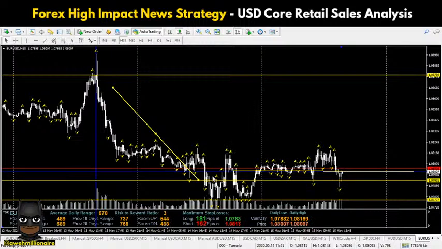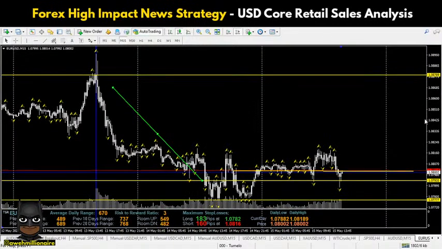So when price tests a demand level, what do you want to do? Do you want to buy or sell? Let me know in the chat if you want to buy or sell. When price tests a demand level, do you want to buy or sell? Let me know in the chat. Let's see if you're a smart trader. You know what I'm talking about.